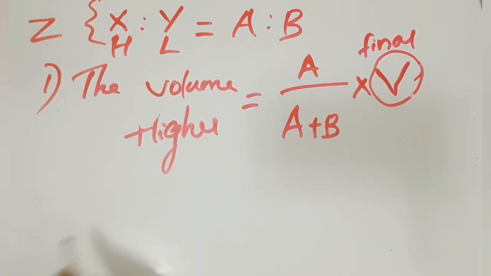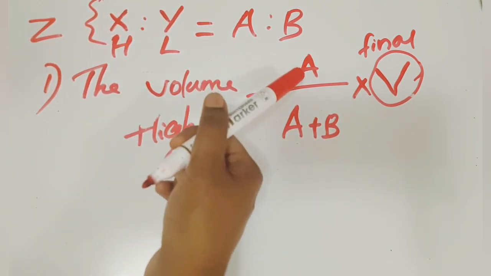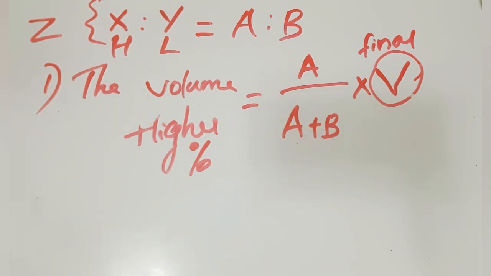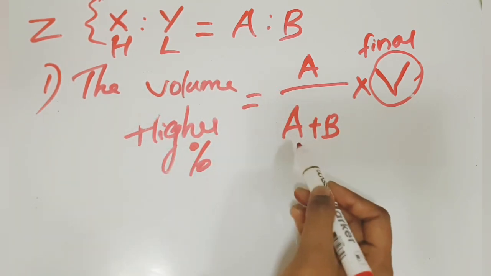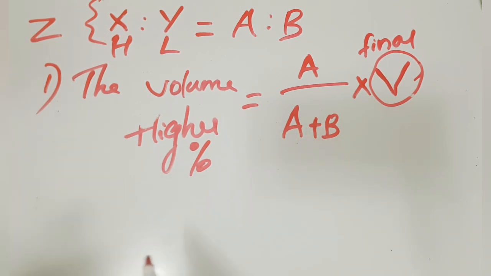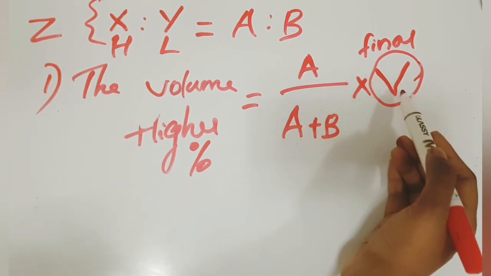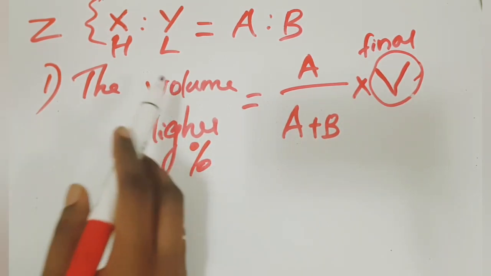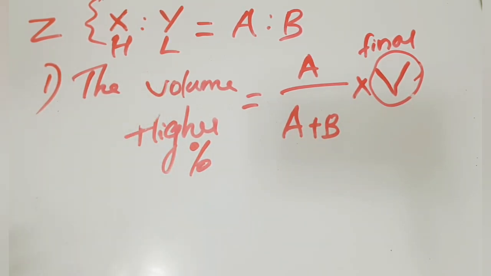So the volume of higher percentage or higher concentration can be calculated here using the equation A divided by A plus B. A means the part that corresponds to higher concentration, and A plus B the total parts, into the final volume. Using this equation we can calculate how many ml of higher percentage should be used for getting that final concentration.